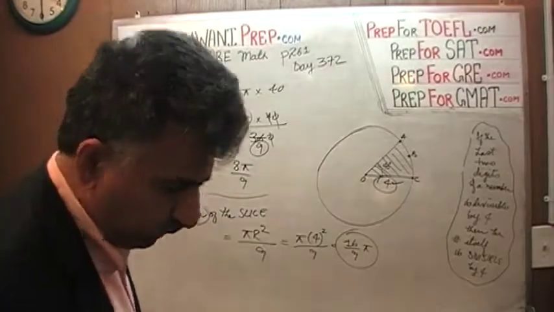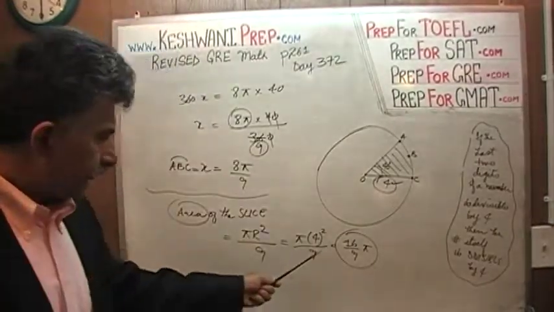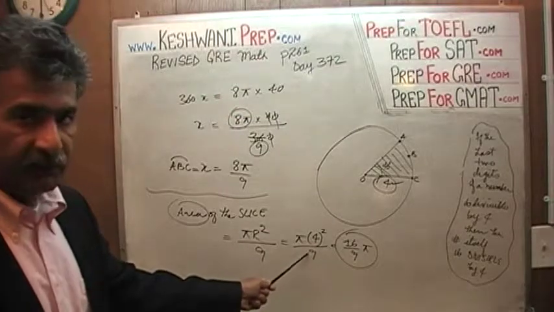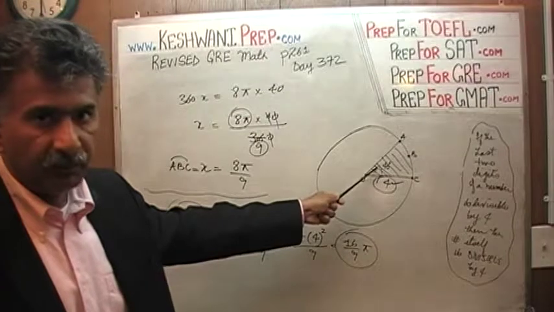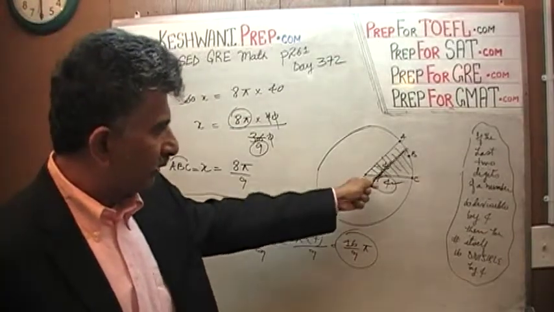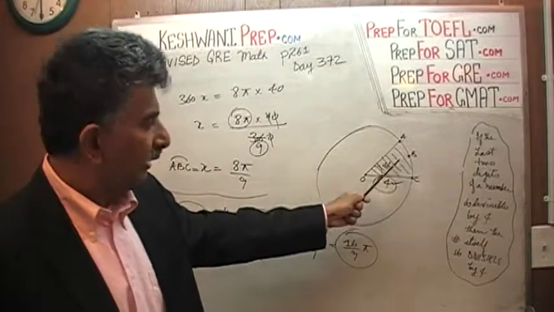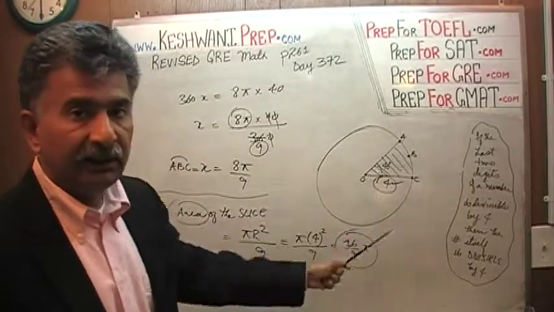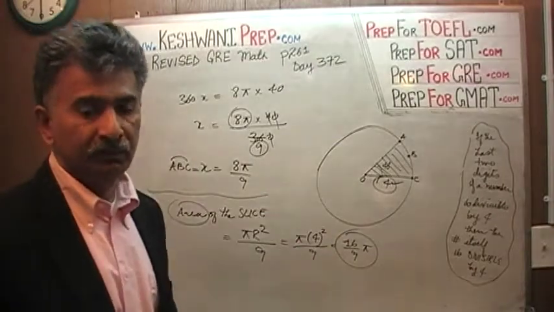But in order for us to realize that this is the area, we do have to make the connection right away that the slice we're looking at is the 9th of the circle. We have to make the connection in order to find the length of this arc, because the length of this arc is the 9th of the circumference, and the area of this slice is the 9th of the circle, because 40 degrees represents the 9th of 360. Do you understand?